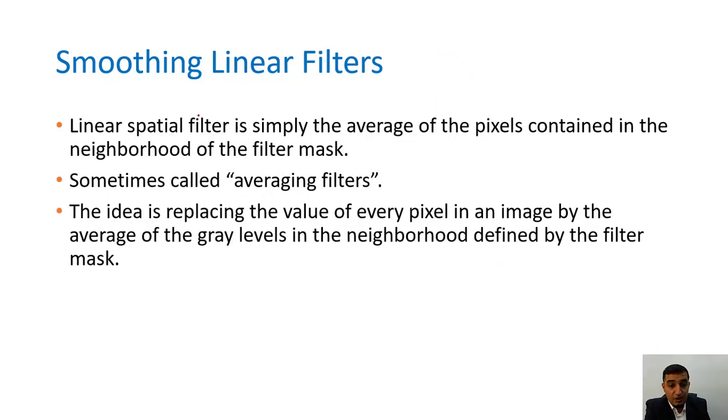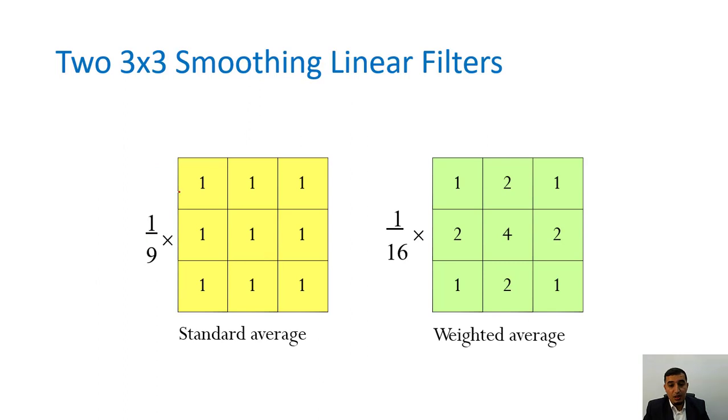The smoothing filters are linear spatial filters, and each is simply the average of the pixels contained within the neighborhood of the mask. So we apply the average of the pixels. This is also called an averaging filter. The idea is replacing the value of every pixel in an image by the average of the gray levels of the neighborhood of the mask. So this is an example. You can see this is a standard averaging filter.